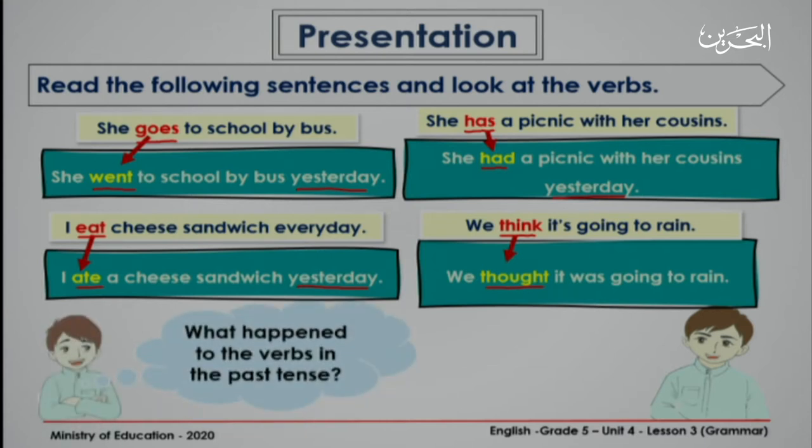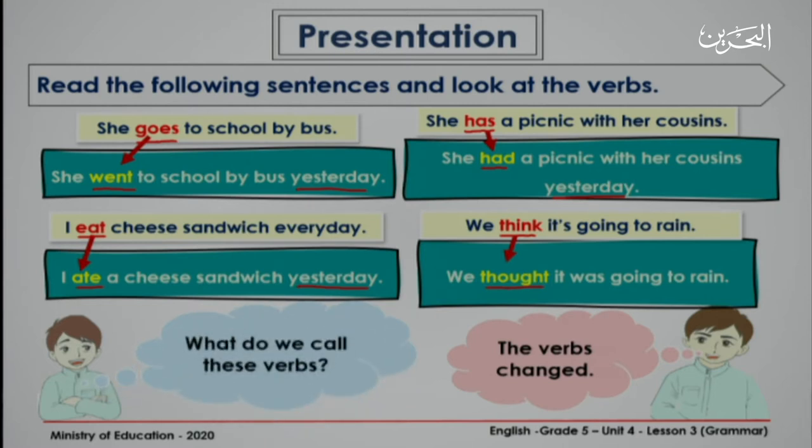What happened to the verbs in the past tense? The verbs changed. What do we call these verbs? Excellent, we call them irregular verbs.